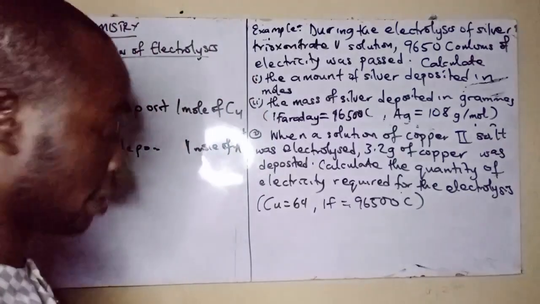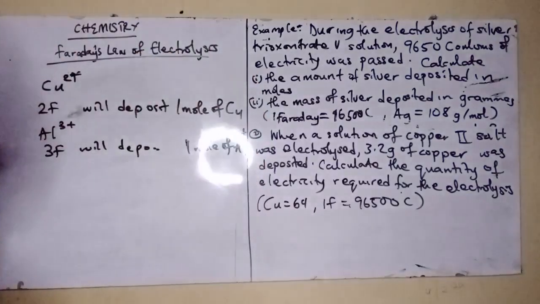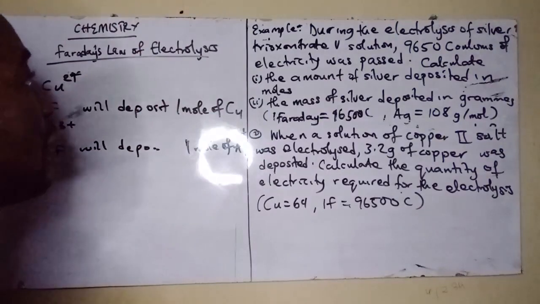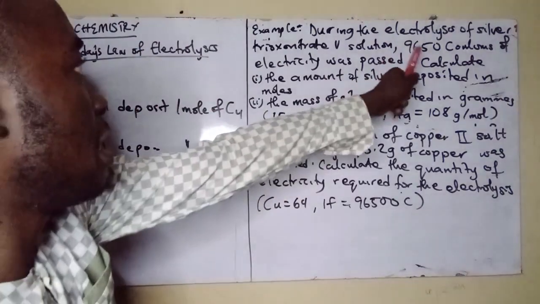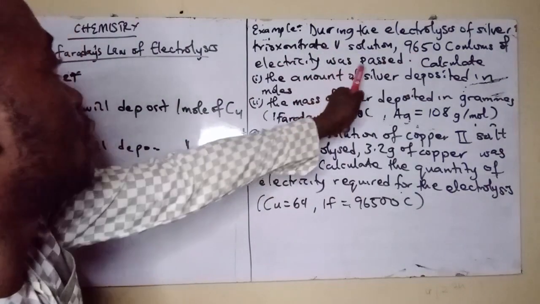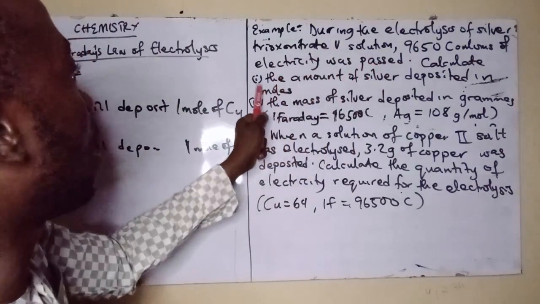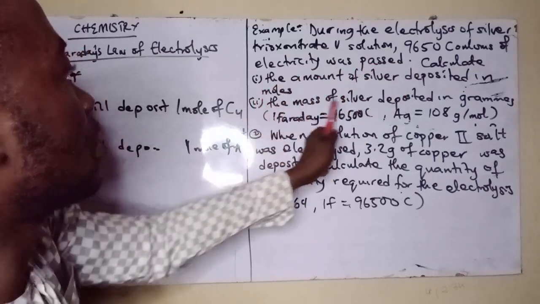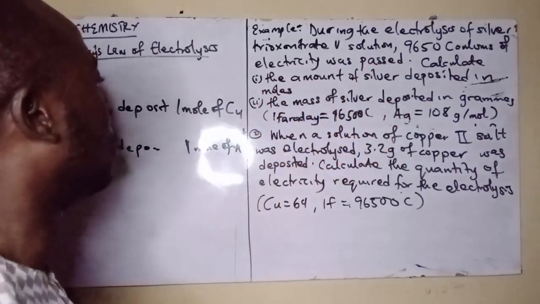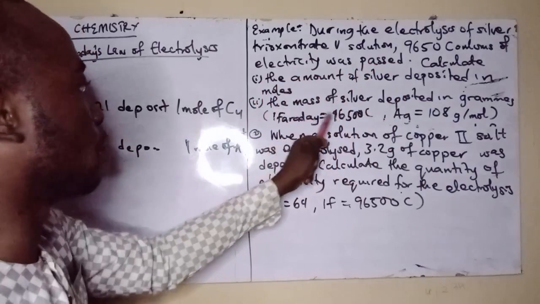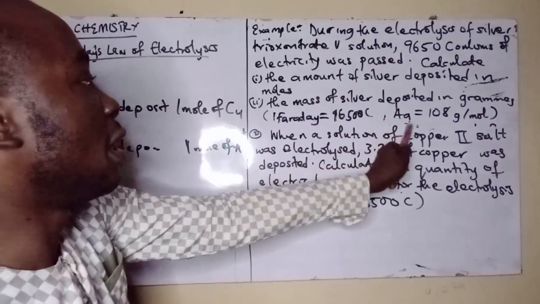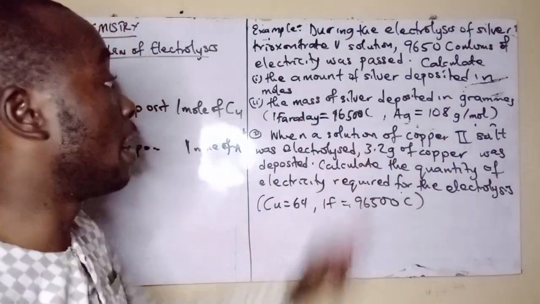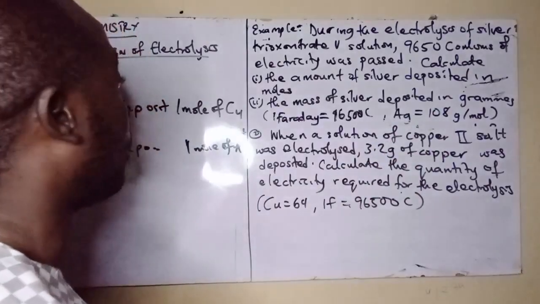They say that during the electrolysis of silver nitrate solution, 9,650 coulombs of electricity was passed. Calculate 1. The amount of silver deposited in moles. 2. The mass of silver deposited in gram. Then they say that 1 Faraday is equal to 96,500, and silver is 108 gram per mole.